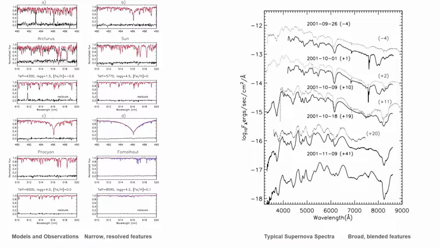A supernova is the last stage of stellar evolution. The star actually dies as a supernova. Here you can see a sequence of supernova spectra. It's very different from stellar spectra. It's very hard to say which feature is due to which atomic species, because the supernova is expanding so fast and all the lines are blending. The lines interact with each other.